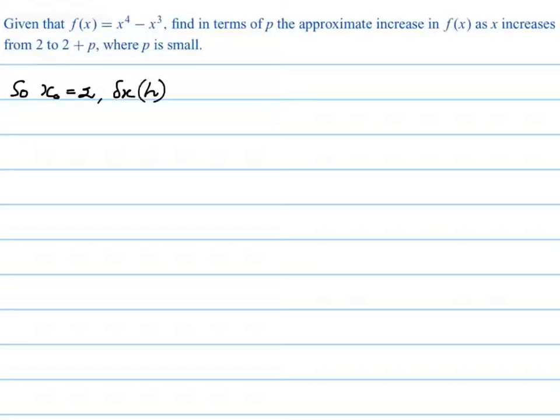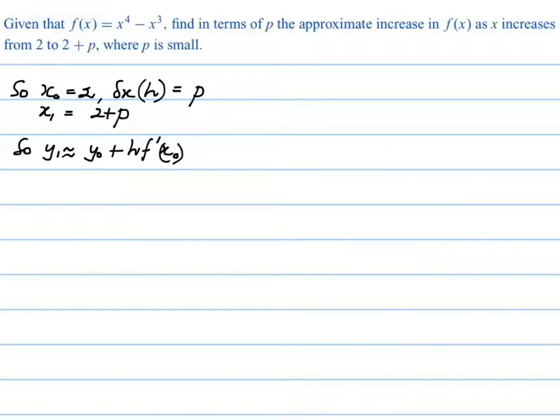And we're saying that delta x, or h, is p, and x1 is 2 plus p, in terms of all the terminology that we used in the previous screen. So, okay, now reread the question again. What are they asking us for? The approximate increase in f of x. So they're asking us for the delta y bit. That's what they're asking us for.